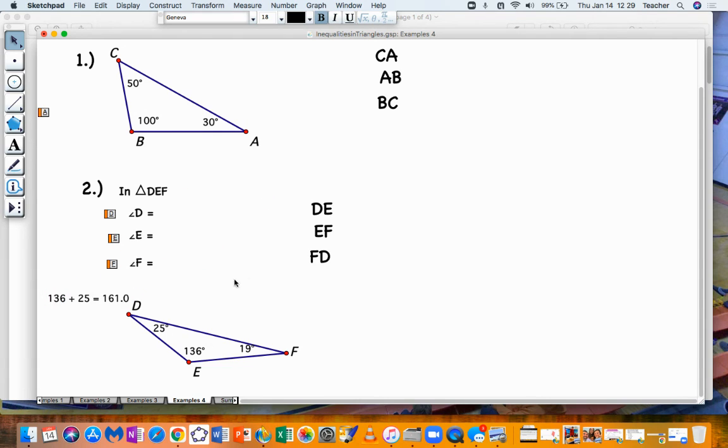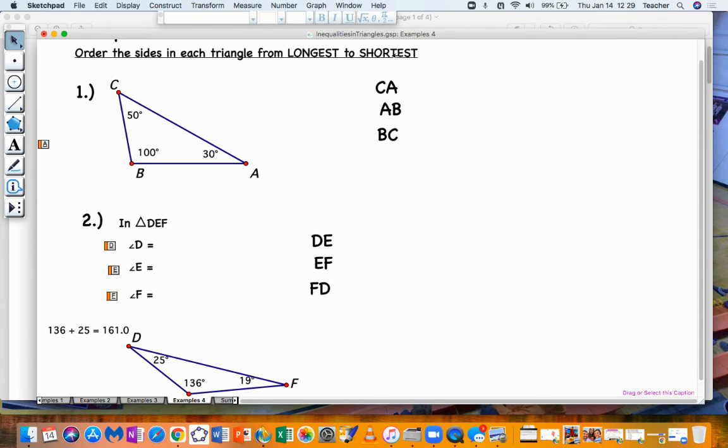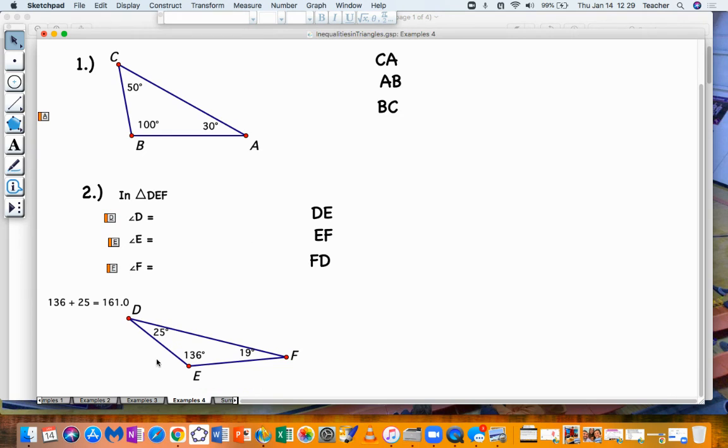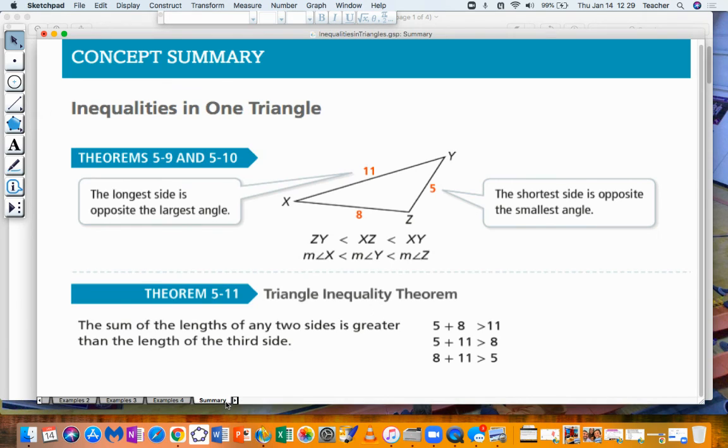All right, so again, I go longest to shortest. So largest angle, 136. Opposite that is DF, in this case FD. 25, the next one. So EF would be the next, and then DE would be your last one. Okay, so there's all the situations they're going to ask for with the idea of the largest angle is opposite the longest side.